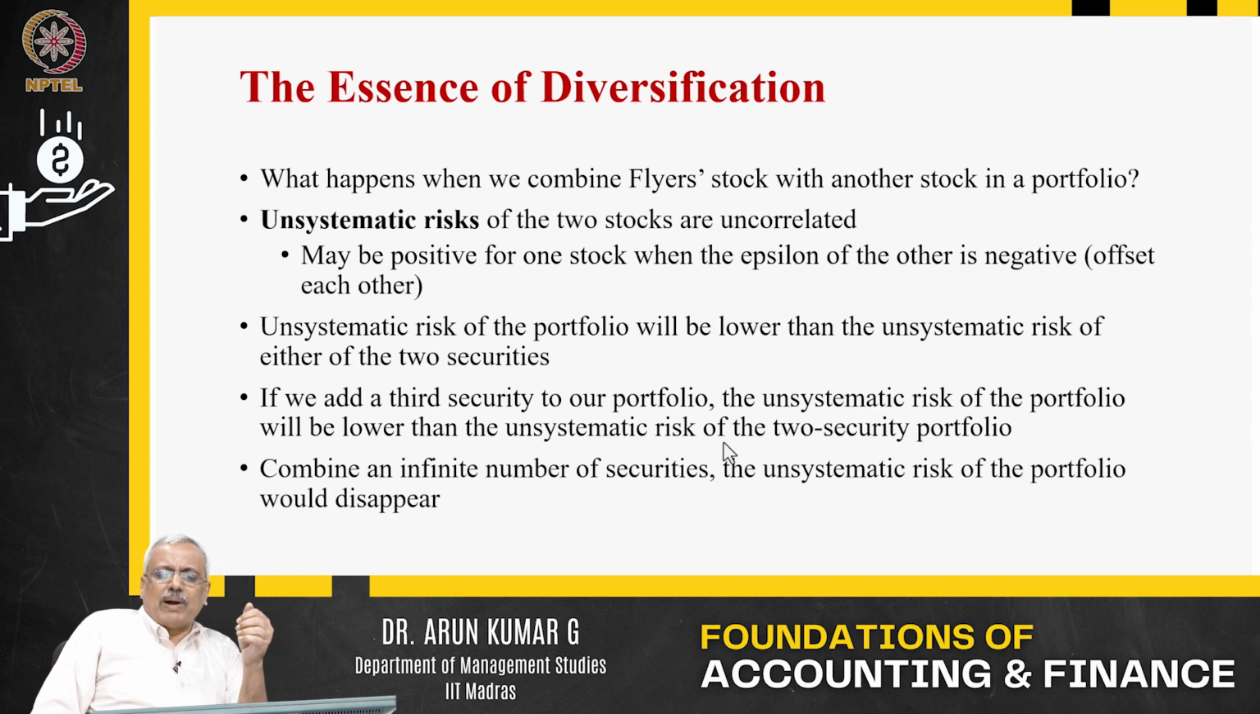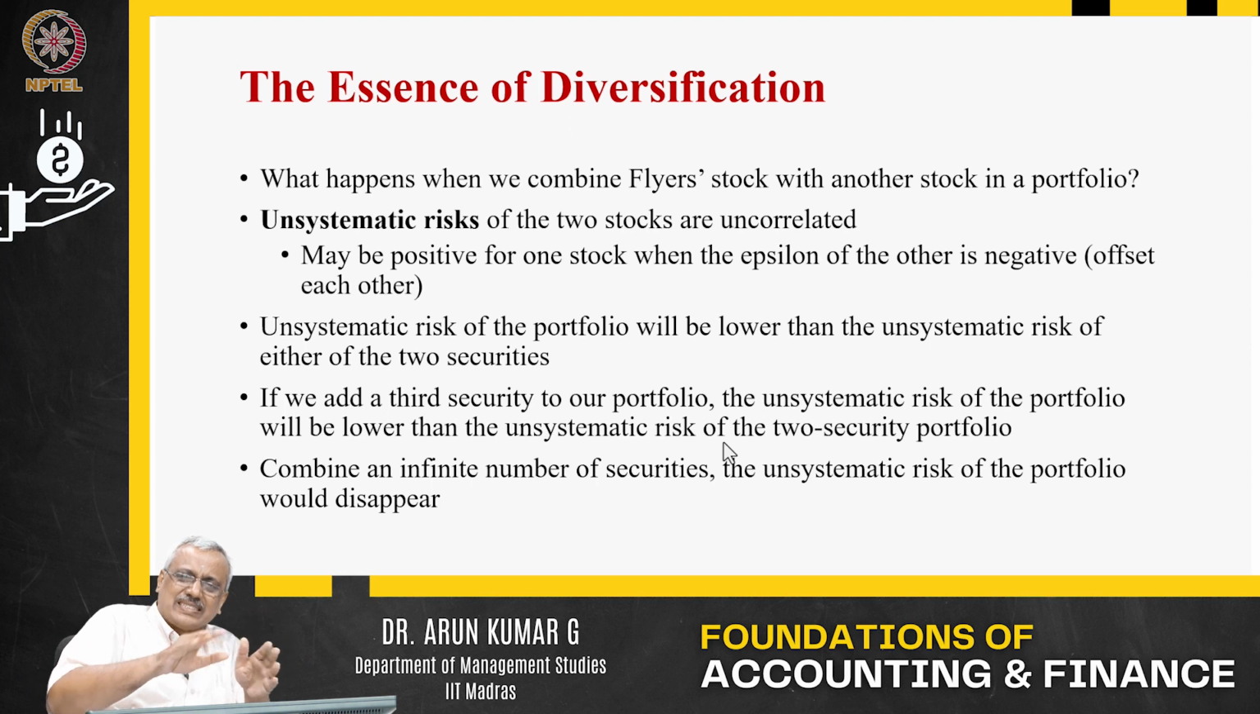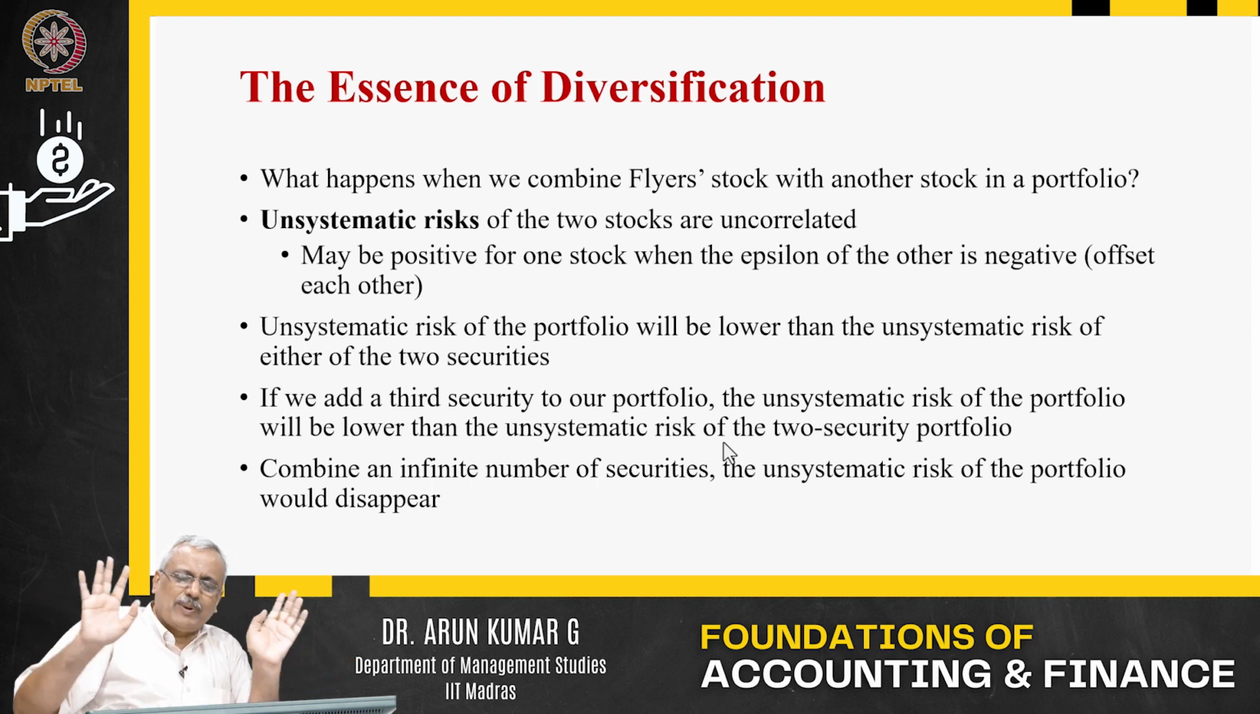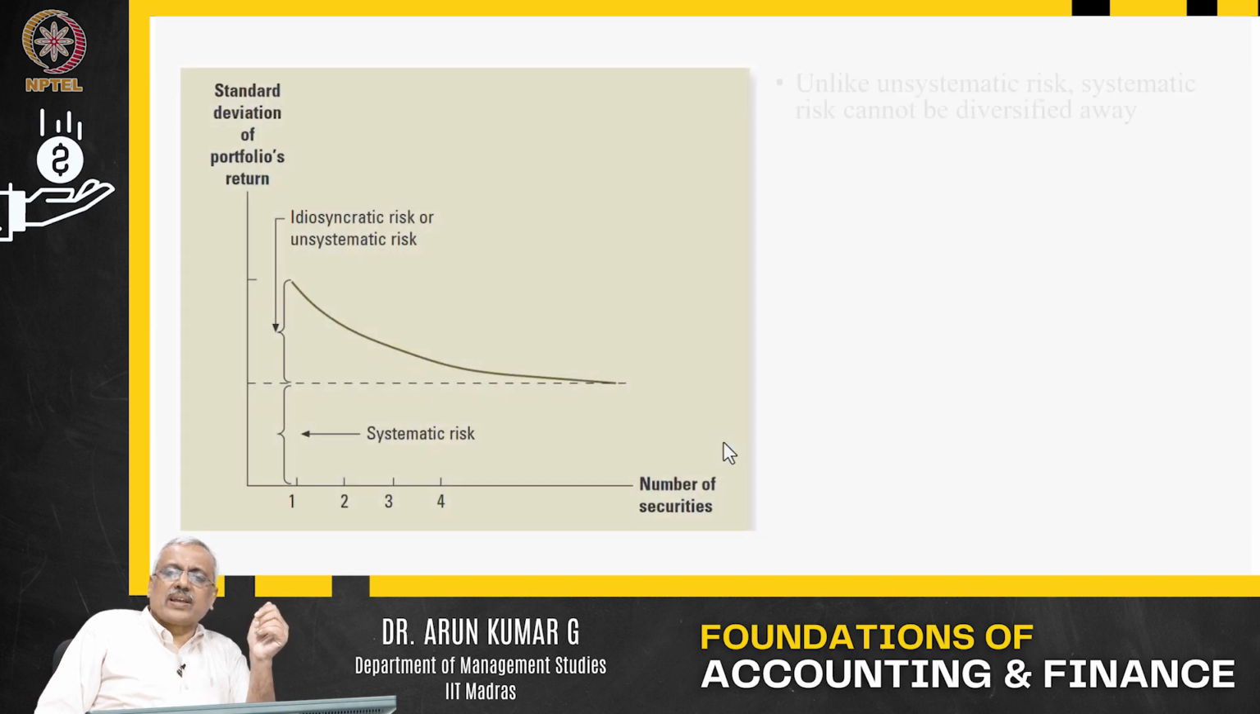The essence of diversification is the same thing I mentioned. What happens when we combine one stock with another stock in a portfolio? If epsilon is positive for one stock, it may be negative for the other, and so on and so forth. In simple terms, unsystematic risk is specific risk. It can be minimized by diversification. That is what we look at, and I took the example of Raymond's in this case.